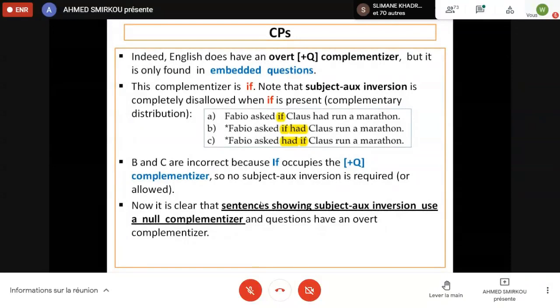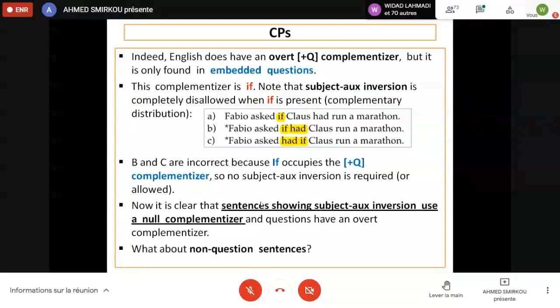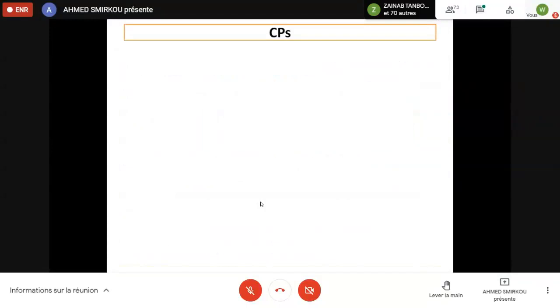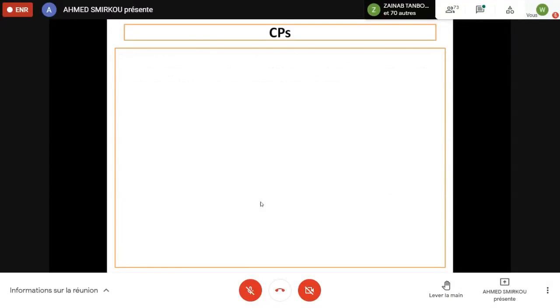We talked about the embedded clause. We talked about the questions, so we are left with non-questions, which is the statement. Okay, so that's the last point. What about non-question sentences? Which means that we need to prove that there exist complementizers in all English clauses, whether they are statements, simple sentences, whether they are embedded or non-embedded or questions or whatever. So how can we do this?